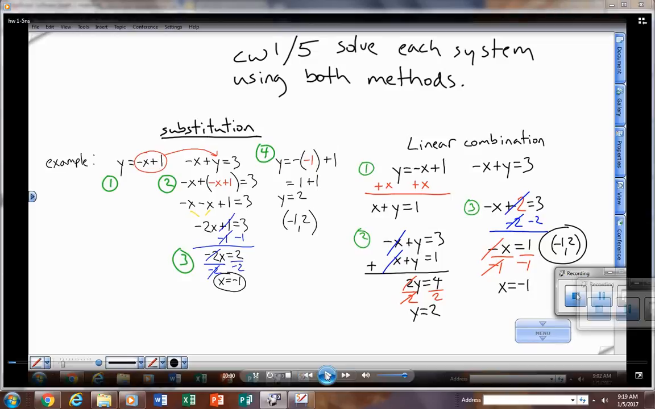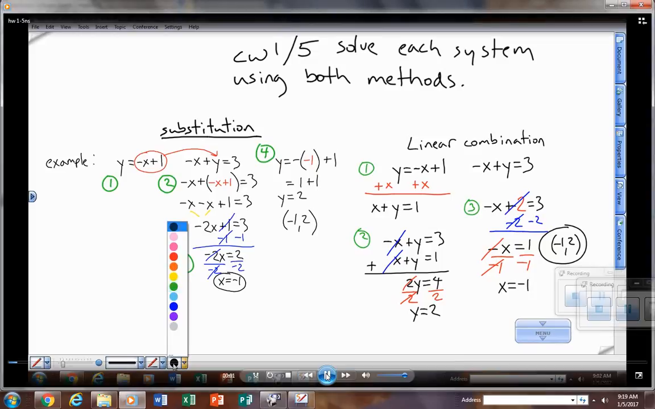So here we go. The basic parts for substitution are making sure one of the variables is by itself. Once that variable is by itself, it tells you where to substitute. It tells you what you're taking and substituting in there. So where that y used to be, I substitute the negative x plus 1. Now I'm going to combine these like terms and solve for x, and then take that x number and plug it in. Probably the easiest one right here.